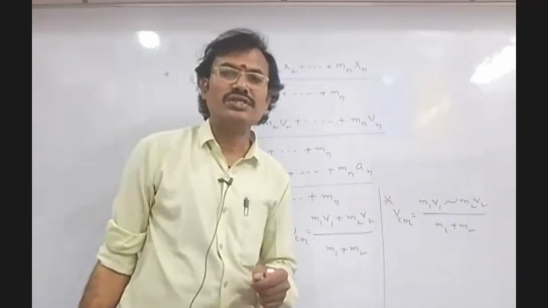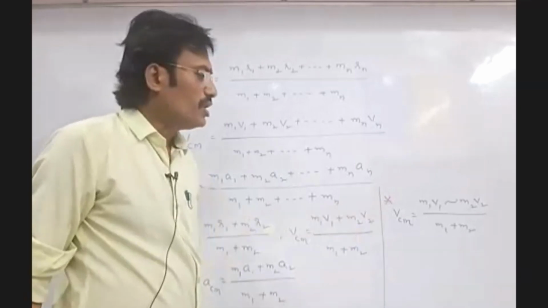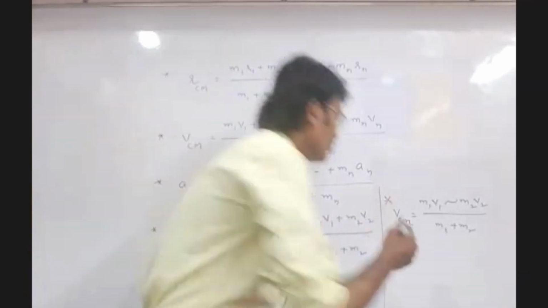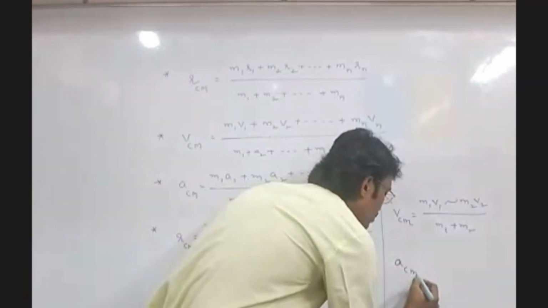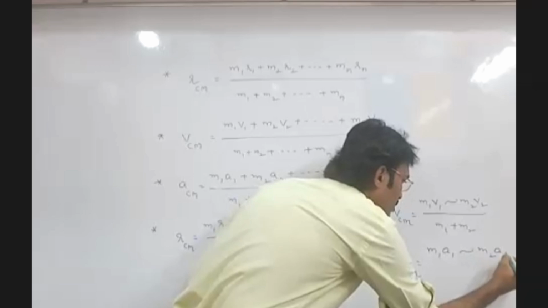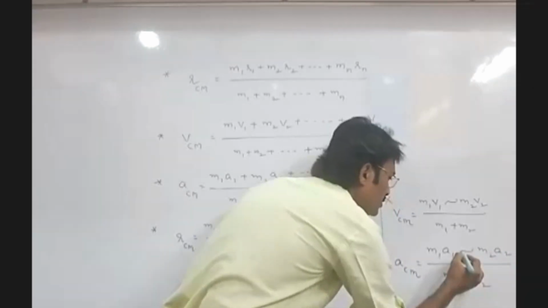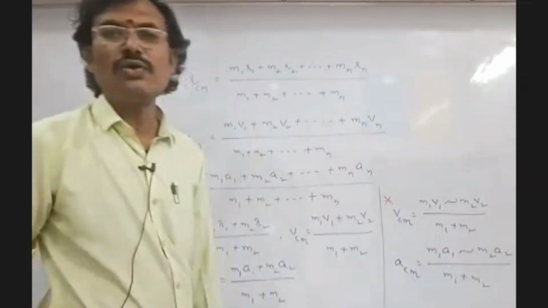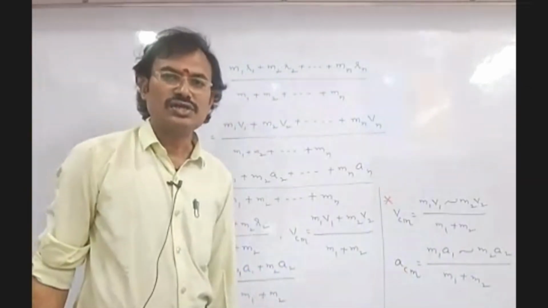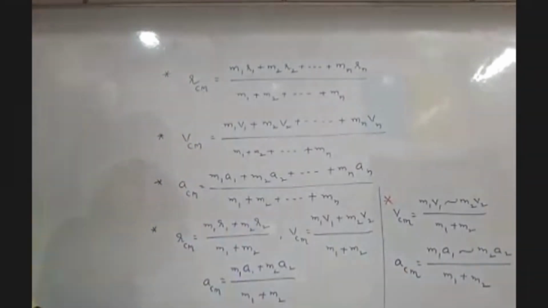Whether the terminology is towards each other or opposite direction, we take it in this way. VCM is equal to M1 V1 difference M2 V2 by M1 plus M2. In the same way, ACM is equal to M1 A1 difference M2 A2 by M1 plus M2. So this difference represents that from whichever is higher, the lower value has been subtracted. Like that we need to take the consideration. Okay, so this is about some formulae related to the center of mass.